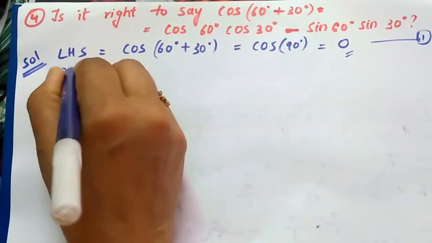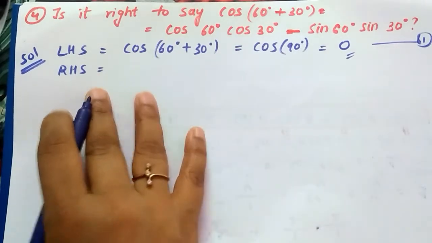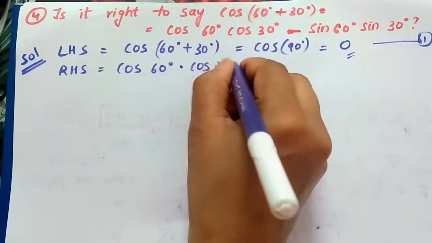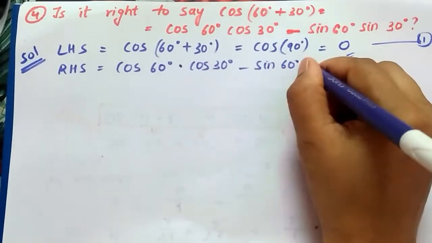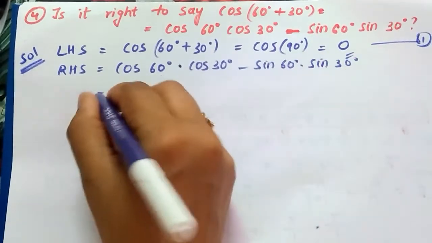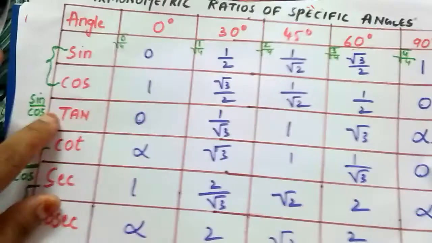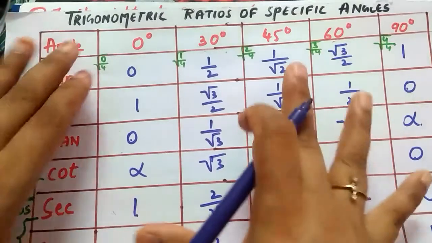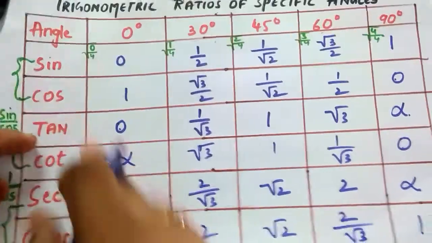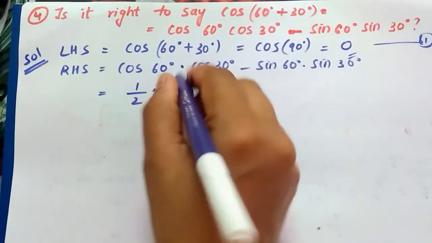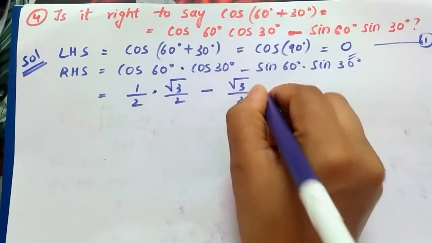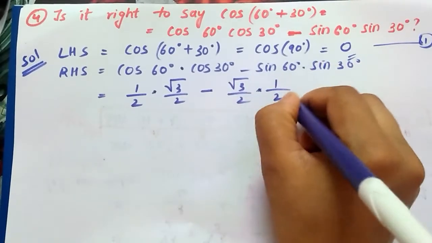Now let us take the right hand side. What is the right hand side? It is cos 60 degrees into cos 30 degrees minus sine 60 degrees into sine 30 degrees. Now substituting the values, what is cos 60? Everything we are doing is from this table, so I will not be showing you this table each and every time. You need to be ready with this table. Okay, so cos 60 is 1 by 2, right? So 1 by 2 into cos 30, which is root 3 by 2, minus sine 60 degrees, which is root 3 by 2, and what is sine 30? It is 1 by 2, right?